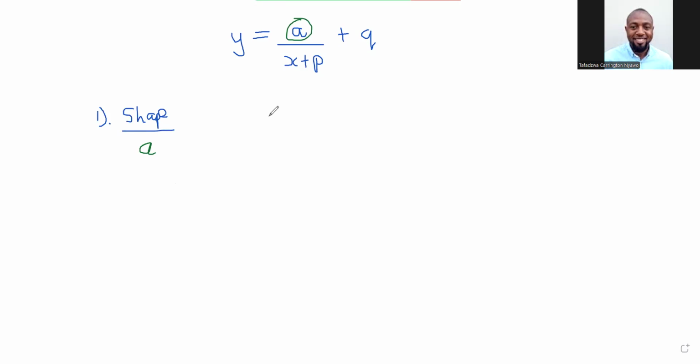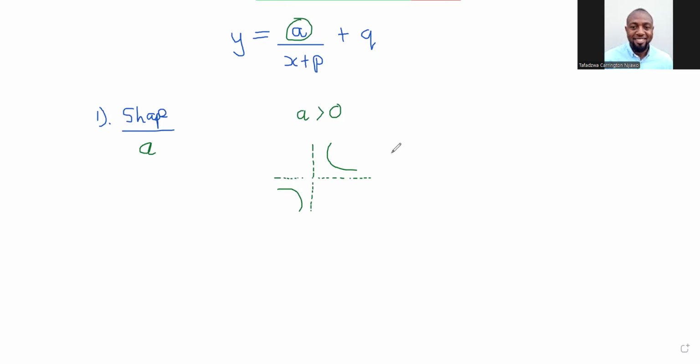So if that a is greater than 0, this is going to be the shape. These dotted lines are asymptotes. Asymptotes are not lines of symmetry. All right, so the shape will be like this.